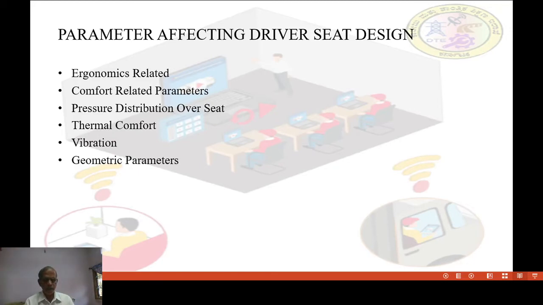When the seat fits the driver, it gives more comfort, less stress, and maintains good psychological and health conditions of the driver. Ergonomics can be an integral part of design, manufacturing, and use.